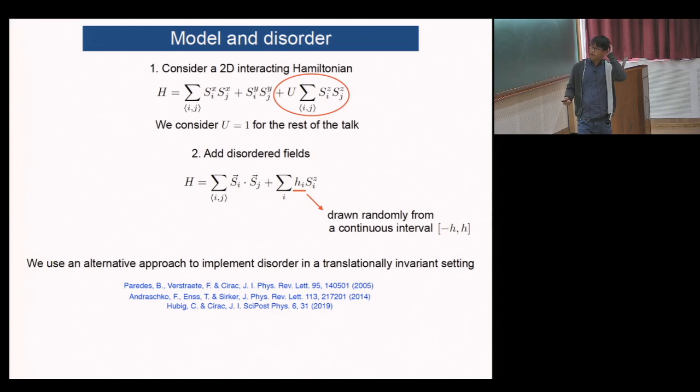This was first introduced in 2005, how to use disorder for a translationally invariant setting. It has been used in 1D systems and, more recently, in 2D. Okay, so how does the protocol proceed? Let's look. First, the initialization.